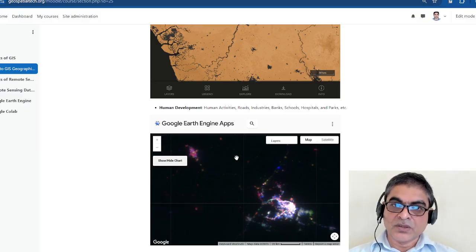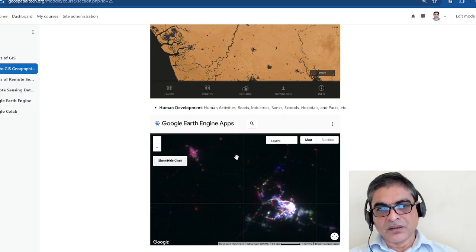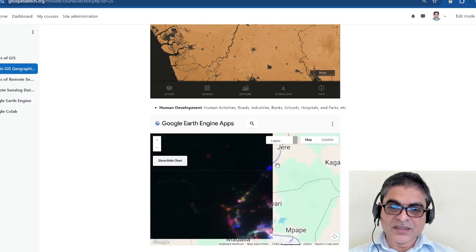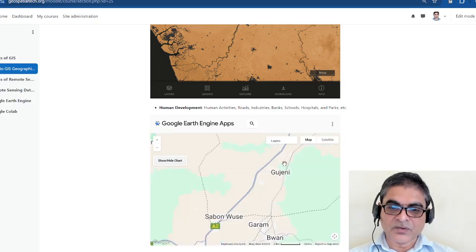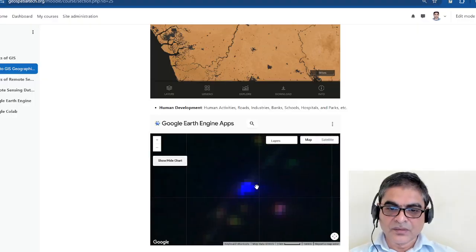When you see green, it means there was more light in 2018, but this light was not as much in 2014 and 2022. That's why this is green. And blue light will show you that this is the recent development.